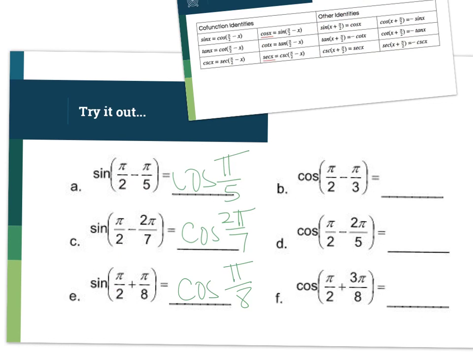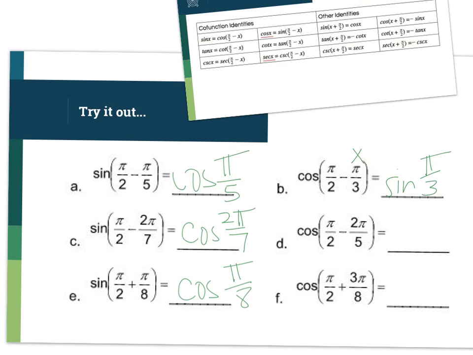Doing the other half of the screen, I can see that cos of pi by 2 minus some angle x. So let's look up here. Cos of pi by 2 minus an angle x is actually equal to the sine of that angle. So if this is the x here, then we want the sine x. So that would be sine of pi by 3.